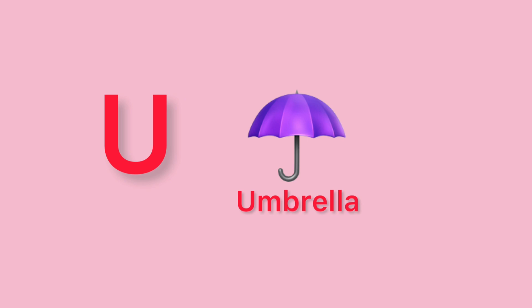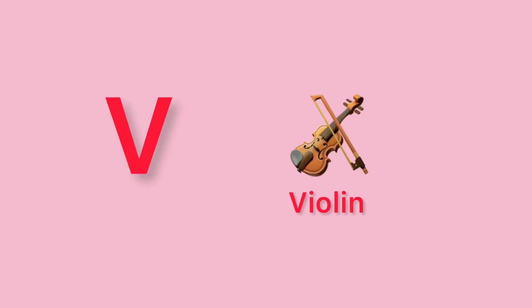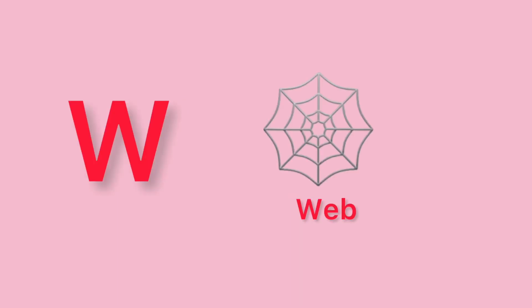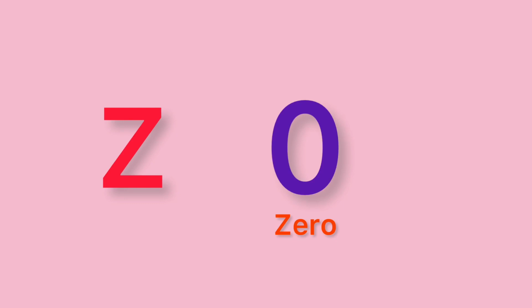U for umbrella, V for violin, W for web, X for Xmas tree, Y for yawn, Z for zero.